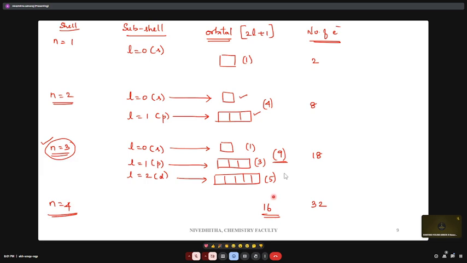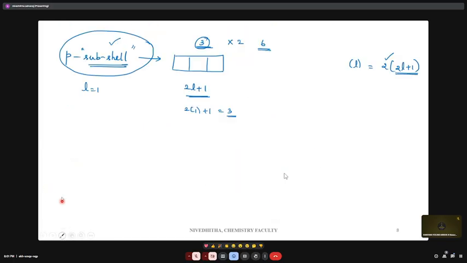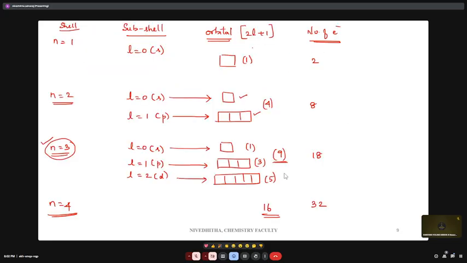This is the formula. Please make a note of it. Number of orbitals in a given shell is equal to n square. And the next formula is the maximum number of electrons in a given shell, which is 2n square. We are just multiplying 2 with the maximum number of orbitals.